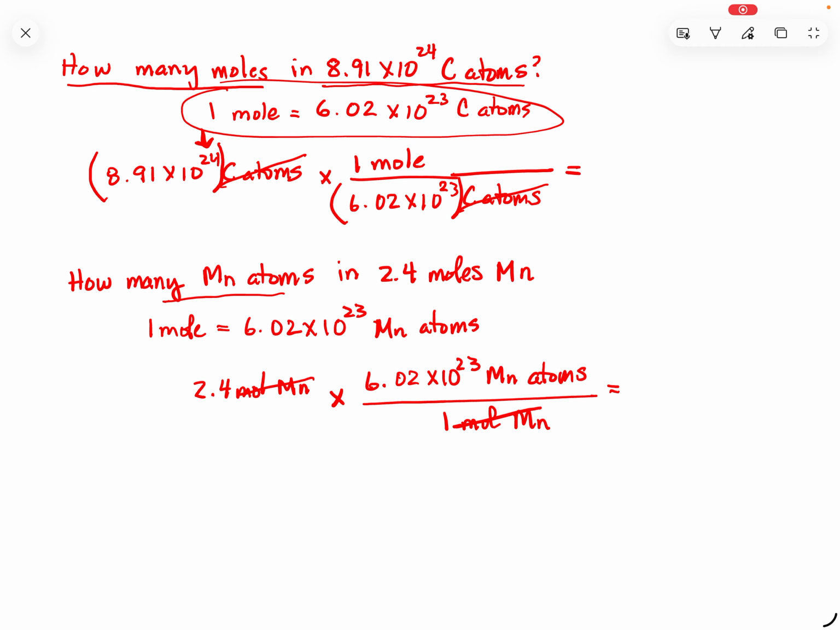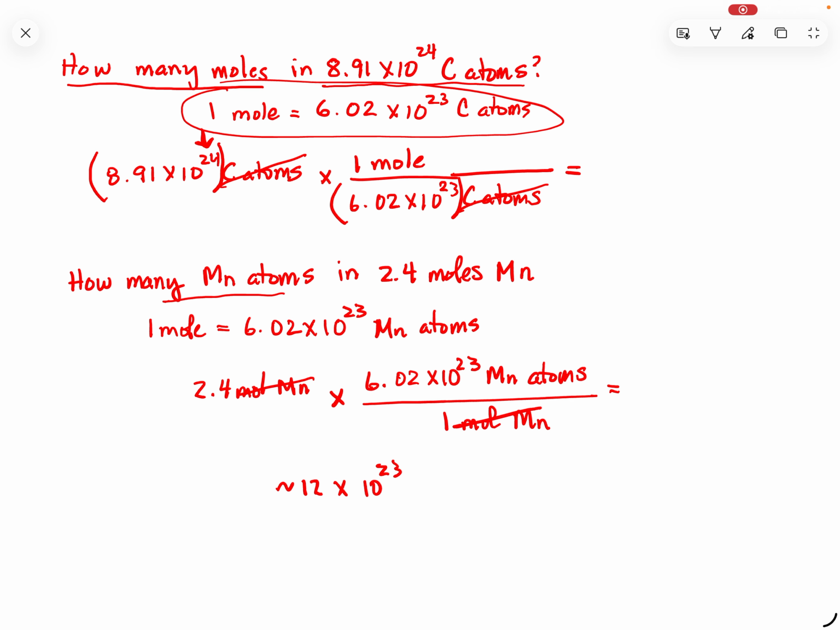So what would happen if you didn't have a calculator and you had to do this? It's not terrible. Ignore the 23 for a moment. You guys can do 2 times 6, right? 2 times 6 is how much? 12? Okay, so ballpark is going to be around 12 times 10 to the 23rd.